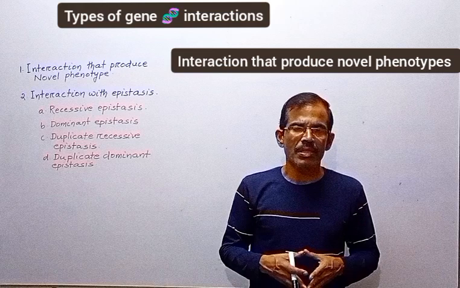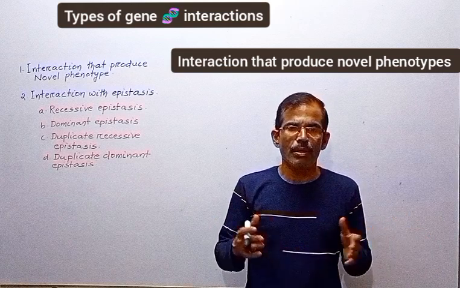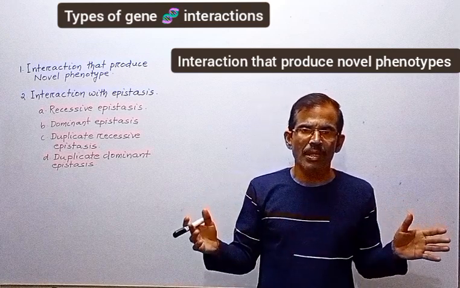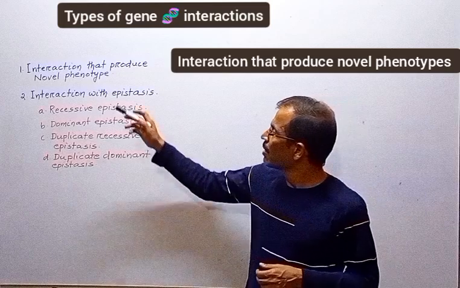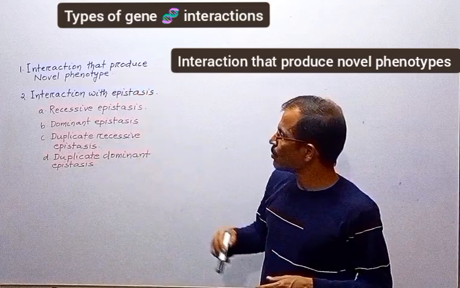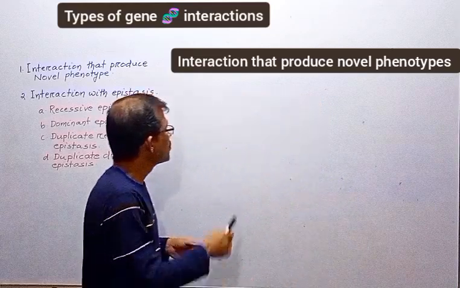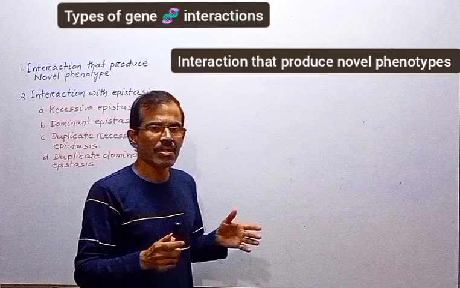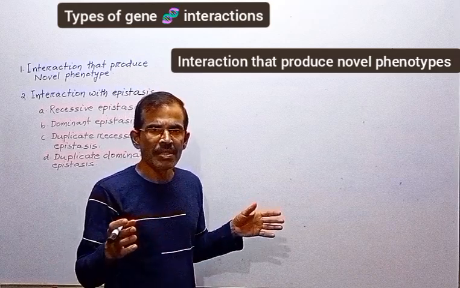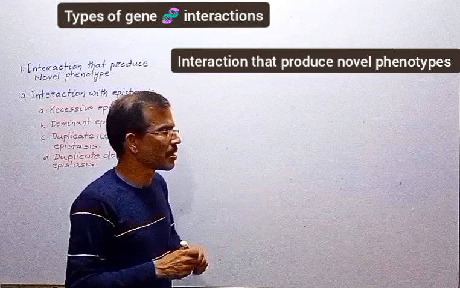Gene interaction takes place when genes at multiple loci determine a single phenotype. There are two types of gene interactions. Number one, interaction that produces novel phenotypes, and number two, interaction with epistasis. First one is gene interaction that results in novel phenotypes. In this case, genes at two loci interact to produce a single characteristic.